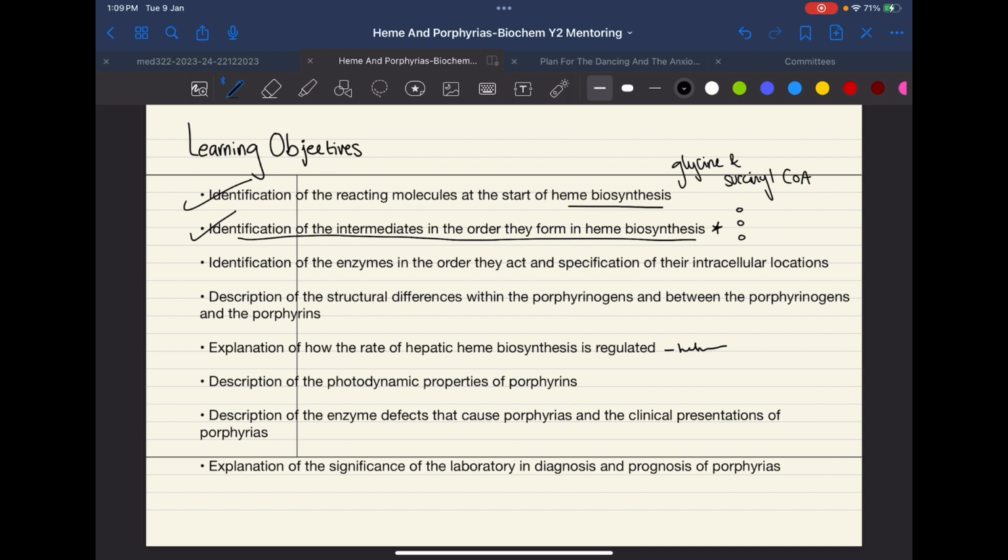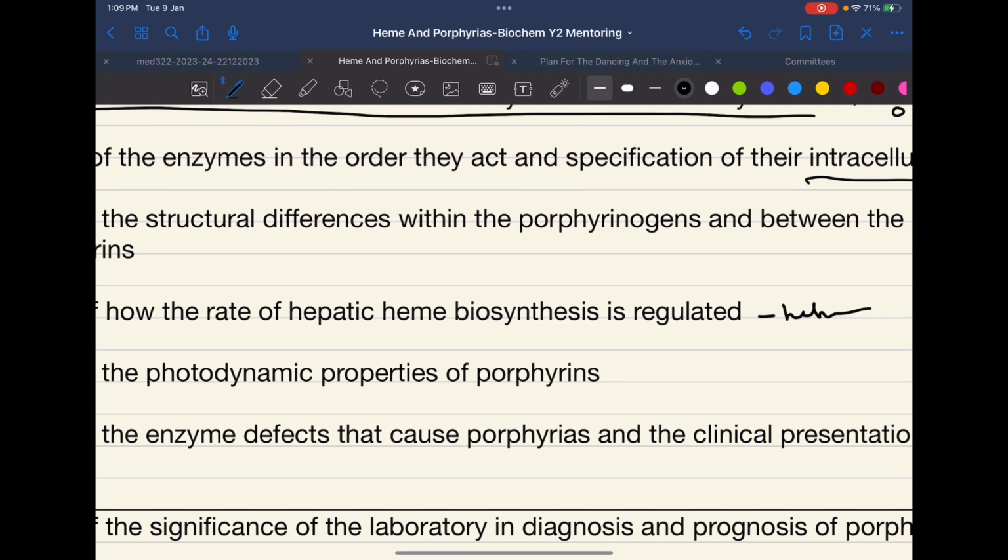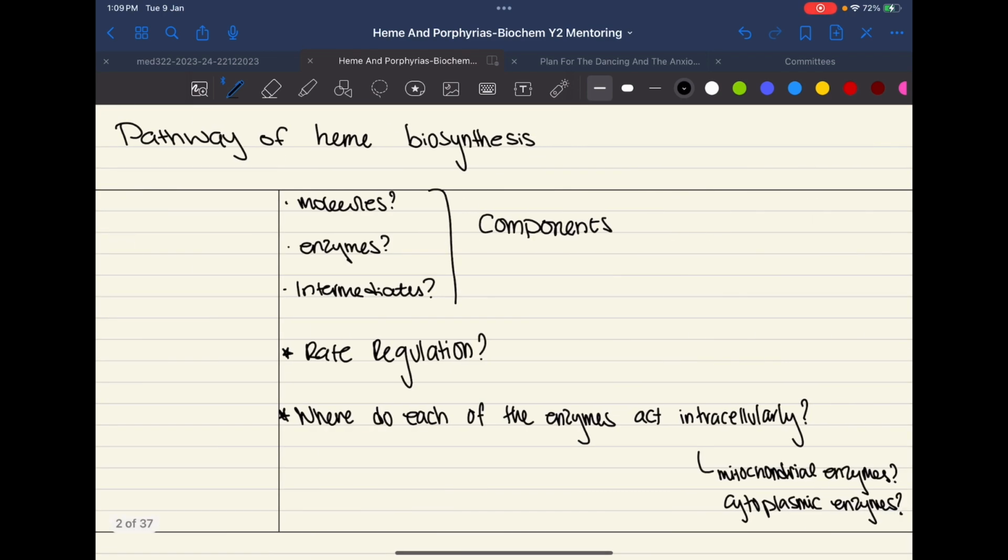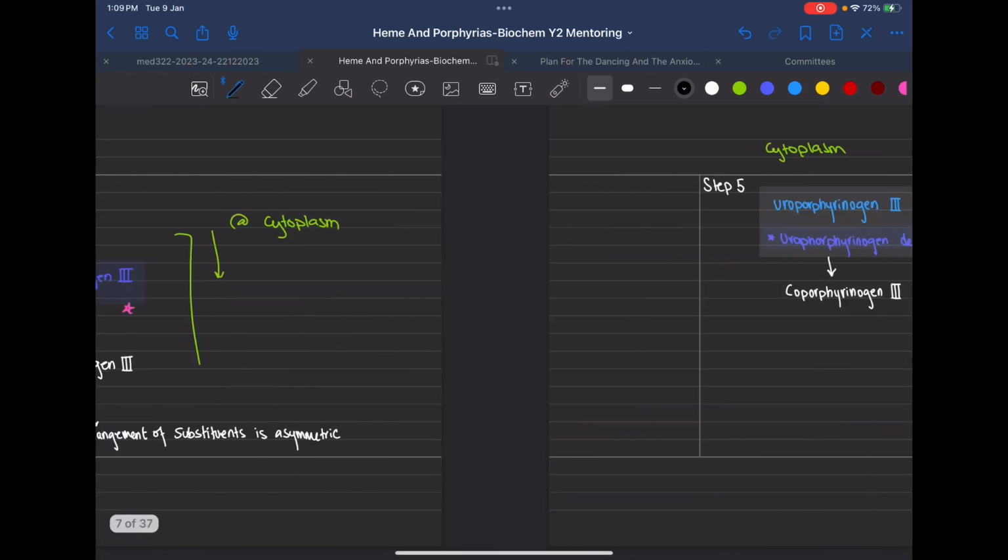Identification of the enzymes in the order they react and specification of their intracellular locations, meaning mitochondrial or cytoplasmic. We did this. All right. Explanation of how the rate of hepatic heme biosynthesis is regulated. We did this. Description of the photodynamic properties of porphyrin. We're going to be going over these 2 points. And yeah, we're basically done. We're basically halfway there. Also, another thing, hepatic heme biosynthesis. I'll go over this right now since it makes the most sense.